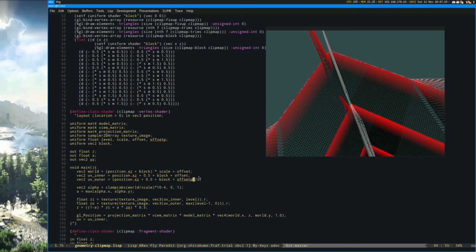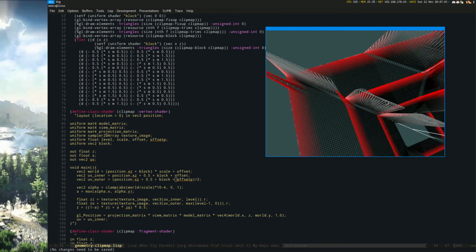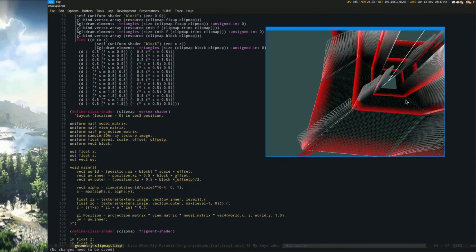So, now maybe minus offset? No? No. Plus offset. No, that's even worse. Minus that? No. What is going on? Why is this happening? Why are things?